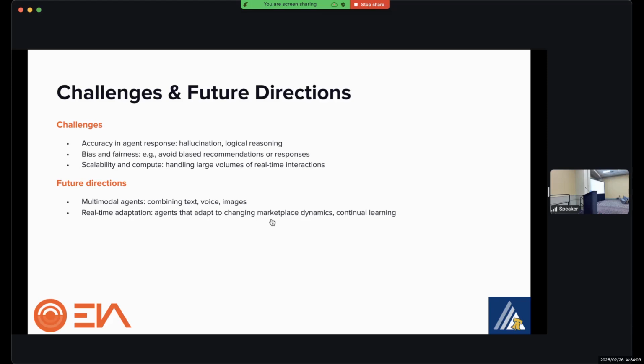The second one is real-time adaptation. We all know the marketplace dynamics are constantly changing. The environment is changing. Customer preferences are also changing. So agents need to adapt to that dynamism in the marketplace through, for example, continual learning. So basically, agents are able to take feedback signals and data from real-time interactions and continuously improve themselves in terms of the quality of the response.